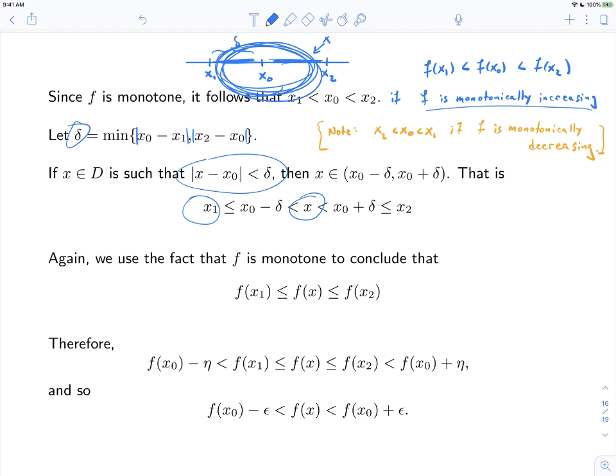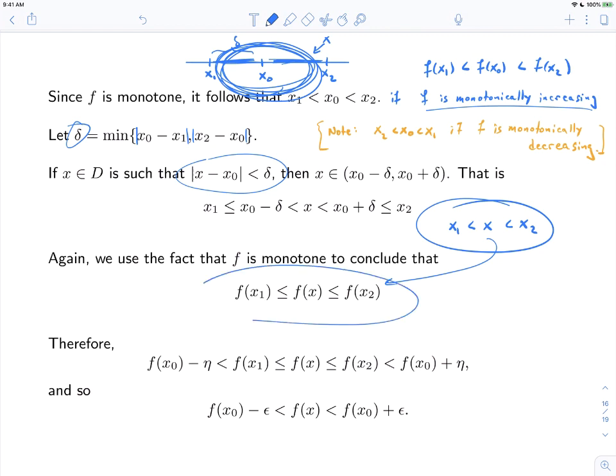But now we use the fact that f is monotone again. And so if we know that x1 is less than x is less than x2, then the fact that f is monotone, or monotonically increasing in this case, gives us this. Now, if f was originally monotonically decreasing, these inequalities would be reversed, but then we'd be using the fact that f is monotone again to get back to this statement. So this one would still be in the same order regardless.